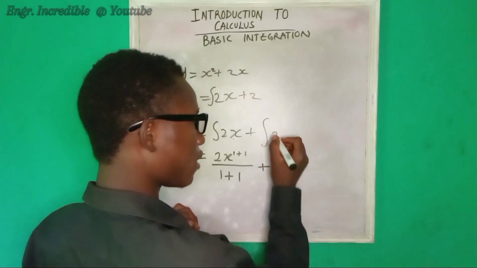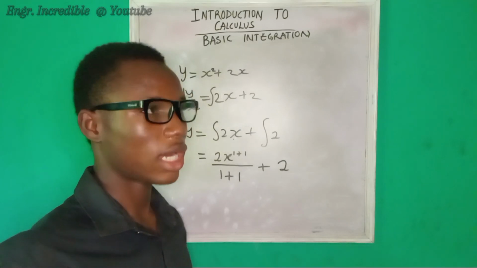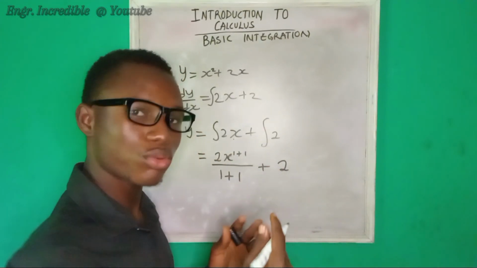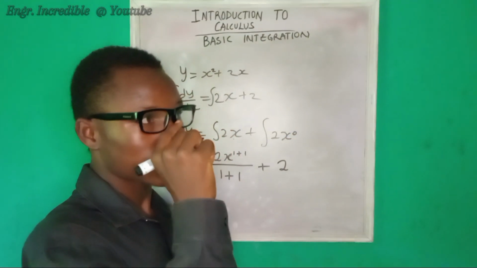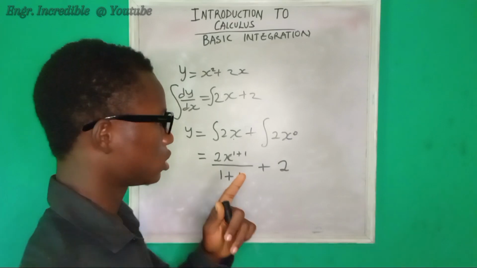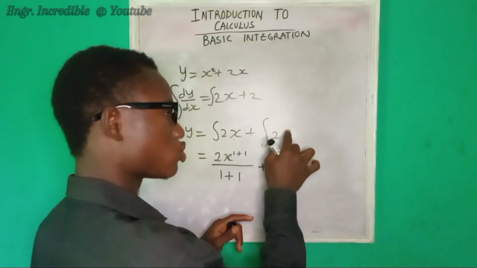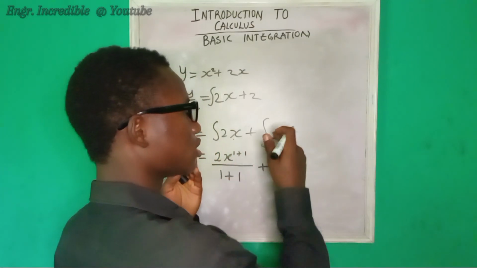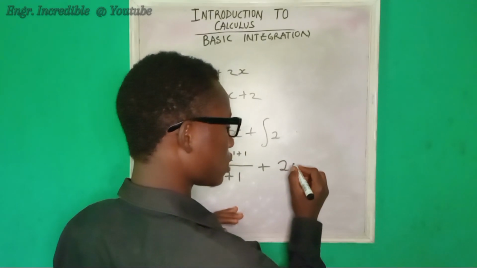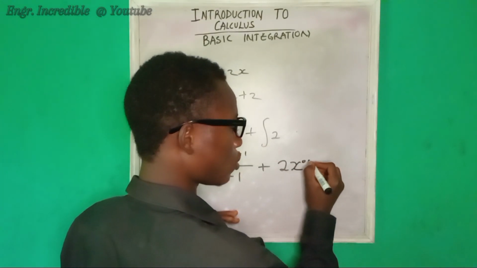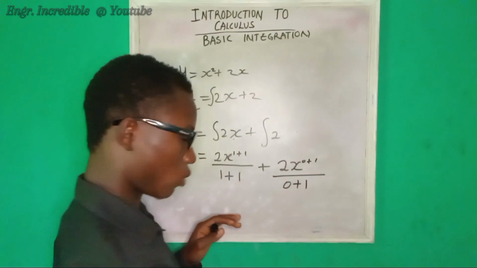Plus, in this other place we have 2 here. Now we know that there is no form of x here at all, and for there to be no form of x there, if we are to put x there, that means we are having something like x raised to power 0, because x raised to power 0 is equal to 1. And 1 times 2 will still give us 2. So we can just imagine that the 1 that is multiplying the 2 is x raised to power 0. So we have 2 times x raised to power 0 plus 1 divided by 0 plus 1.